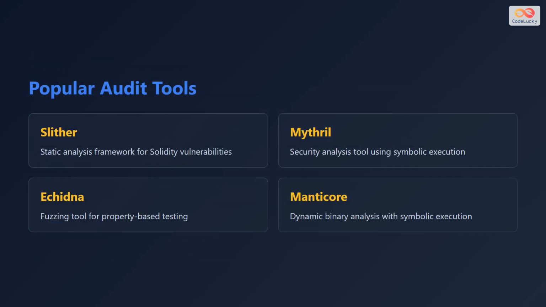Several powerful tools help auditors identify vulnerabilities. Slither is a static analysis framework specifically designed for finding Solidity vulnerabilities. Mythril performs security analysis using symbolic execution to explore different code paths. Echidna is a fuzzing tool that uses property-based testing to discover edge cases. Manticore provides dynamic binary analysis with symbolic execution for deeper insights. Professional auditors typically use multiple tools in combination to maximize vulnerability detection.